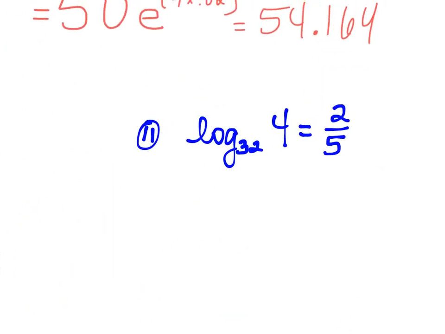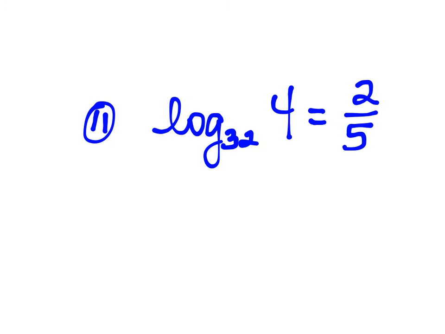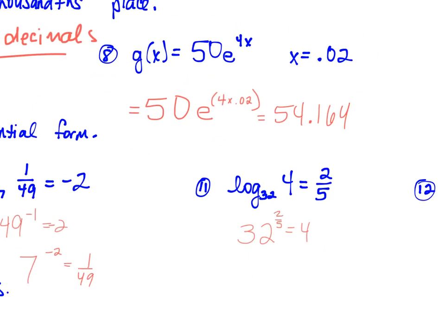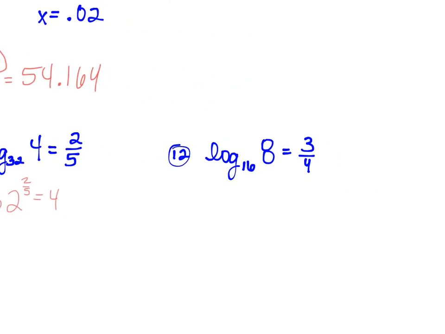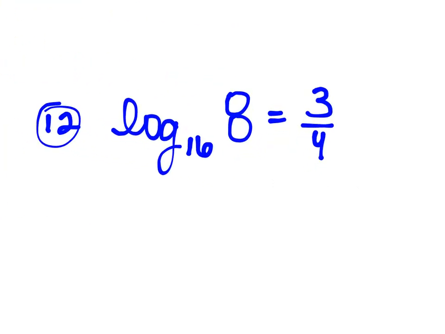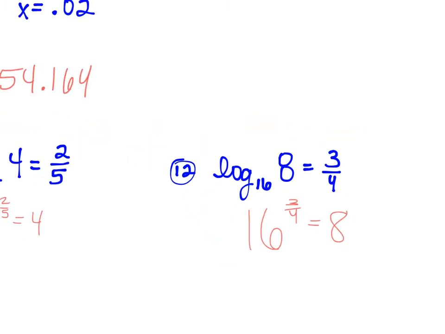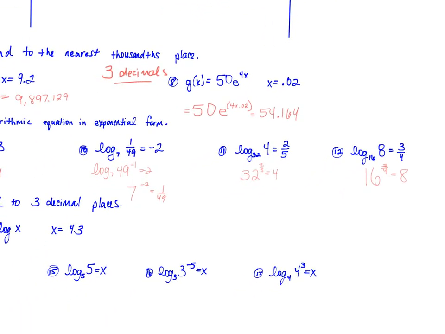All right. What about here? Little 32 becomes? Big 32. So is it 32 to the 4th equals 2/5? Or 32 to the 2/5 equals 4? To the 2/5 equals 4. Good. What about here? 16 becomes, 16 is my big base. Is it 16 to the 8th equals 3/4? Or 16 to the 3/4 equals 8? 16 to the 3/4 equals 8. Perfect. Very good. If we say it out loud, it kind of makes a little more sense.